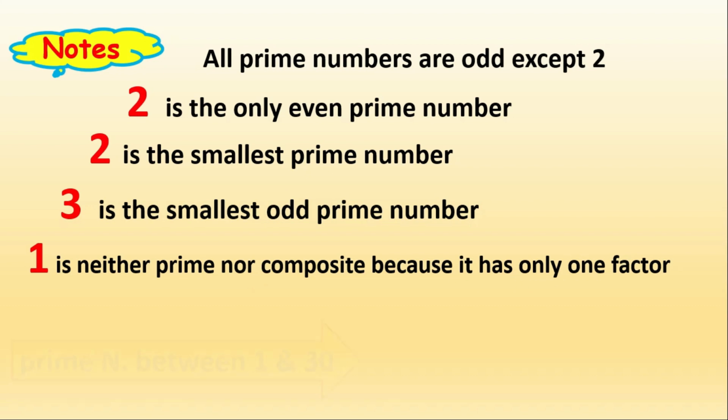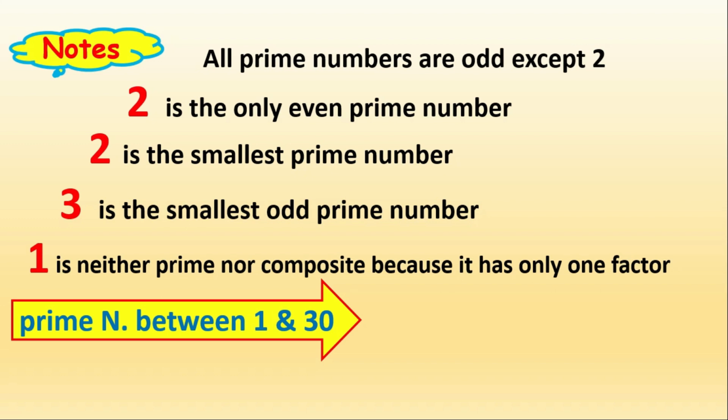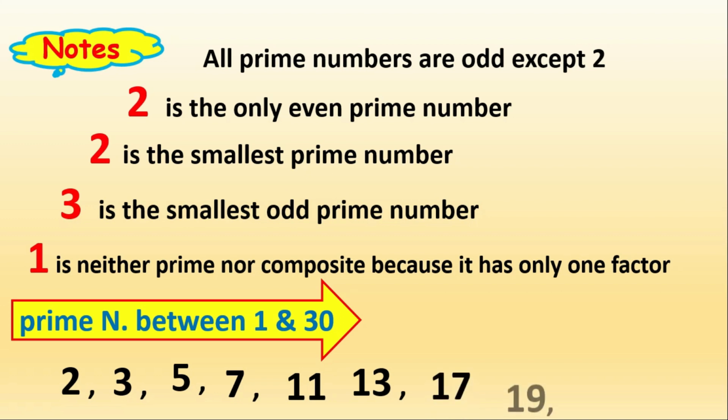Let's show the first prime numbers. Prime numbers between 1 and 30. The first prime number at all is 2. The next prime number is 3. The next are 5, 7, 11, 13, 17, 19, 23 and 29. These are the prime numbers between 1 and 30.